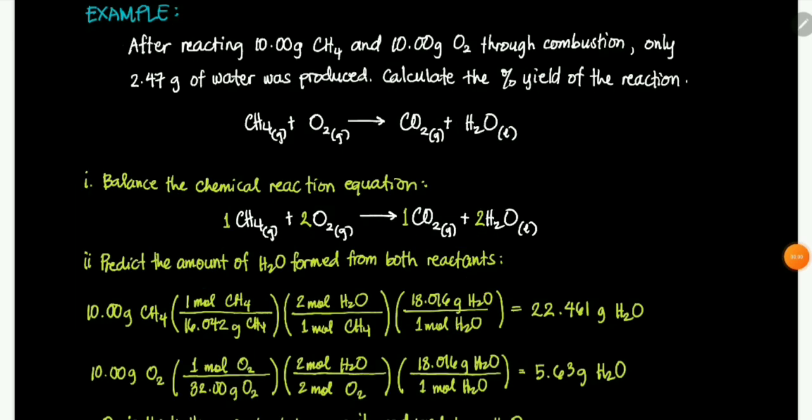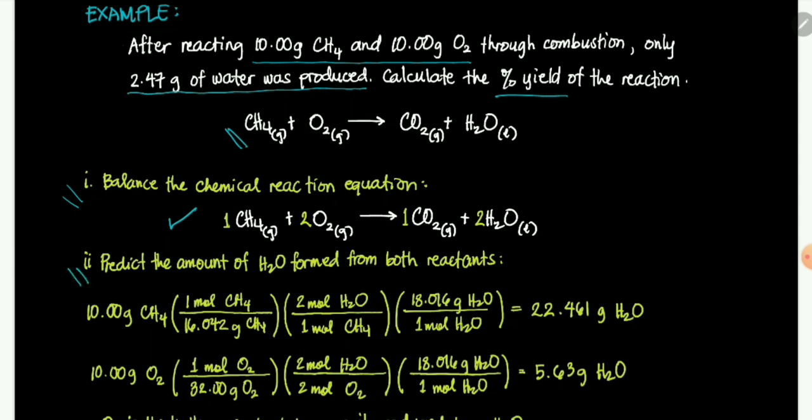Okay? So as an example, after reacting 10 grams of methane and 10 grams of oxygen through combustion, only 2.47 grams of water was produced. So calculate the yield of the reaction or the percent yield of the reaction. Okay? So nagawa na natin itong problem na to kanina. So let's just go over the steps again. Okay? So ito yung ating given na reaction. First, we have to balance. So nabalance na natin to kanina. We will be using the same coefficients.